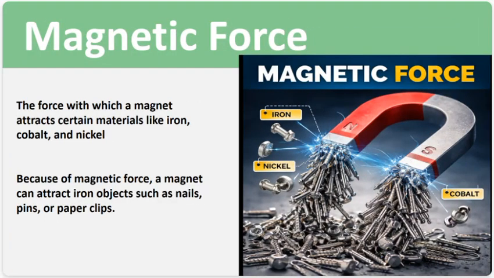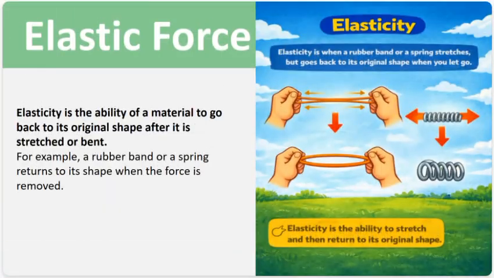Magnetic force is the force with which a magnet attracts materials like iron, cobalt, and nickel. Magnets can attract iron objects such as nails, pins, or paper clips. Elasticity is the ability of a material to return to its original shape after being stretched or bent. For example, a rubber band or spring returns to its shape when the force is removed.